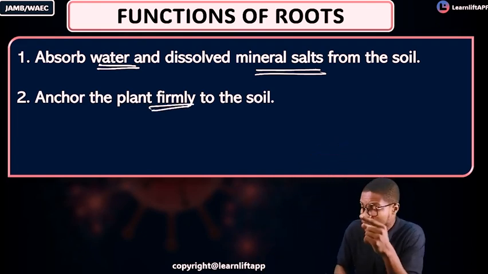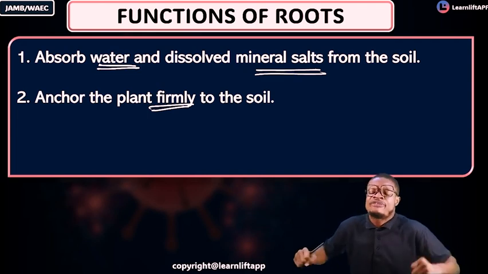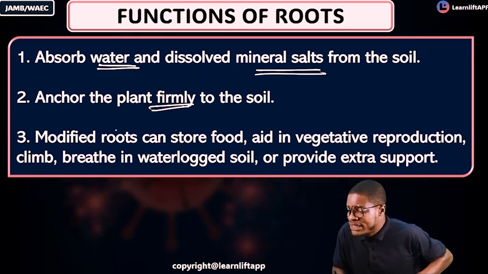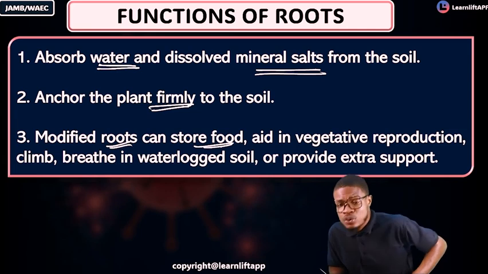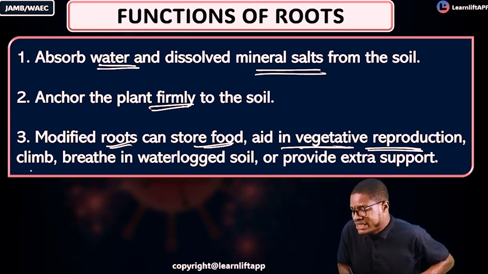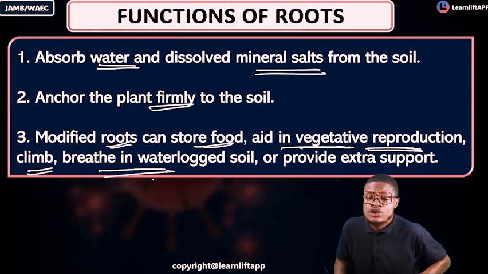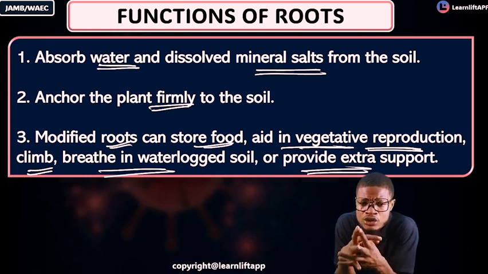Number 2 function is that they anchor the plant firmly to the soil. Anchorage. Wait, what absorbs water in your roots in particular? Are they not the root hairs? Oh yes. Anchorage of the plant firmly to the soil: every part of the roots is involved in that. And then number 3, modified roots can store food. So modified roots can do what? Store food. Aid in vegetative reproduction, right? Also assist them for climbing. It also helps them for breathing in waterlogged soil, and then provide what? Extra support. All of these are the functions of your roots.